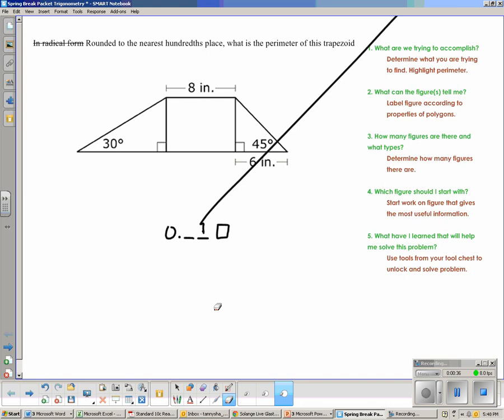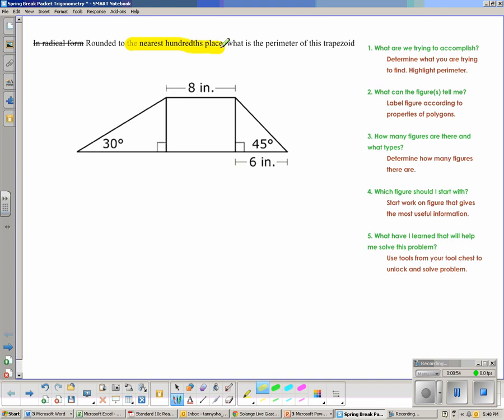Okay, so we're now going to move on to the actual problem. It says rounded to the nearest hundredths place. What is the perimeter of this trapezoid? When you're taking your test on the computer, you will be able to do highlighting. I would highlight things like to the nearest hundredths place, because it tells you which form to put your answer in, and of course the question, which is, what is the perimeter? I would specifically highlight just perimeter if I had one color, but we have two colors here, so I'm going to do it this way, of the trapezoid.